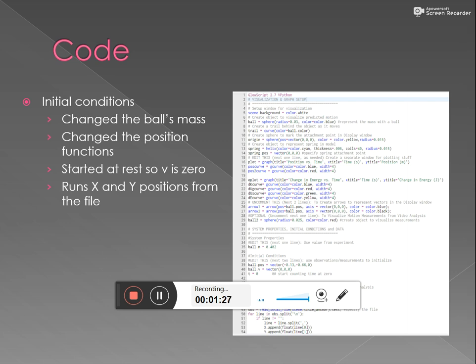And then I compared the results that I got from Tracker to what we calculated throughout the code. So as you can see, some of the initial conditions that I had to change: I changed the ball's mass. I also changed the position functions because the ball started at rest, so V would also be 0. And then it also helped me run the x and y positions from the file with some of these equations.